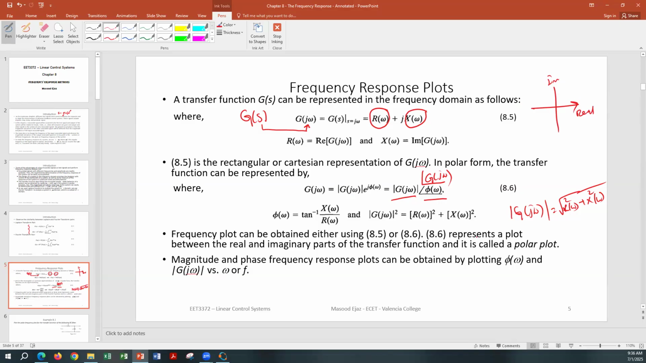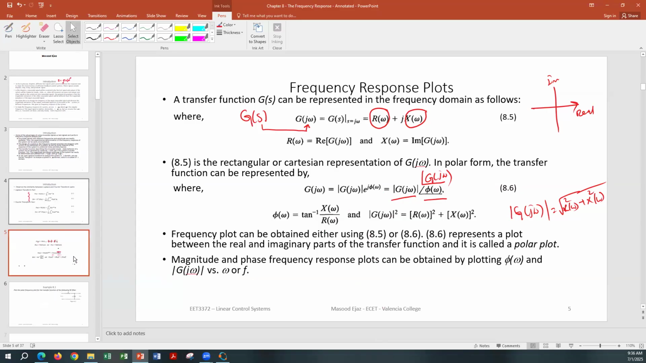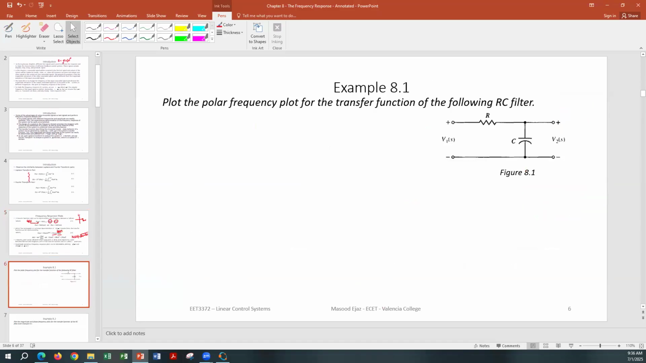So there are two types of plots. There is a polar plot, and of course, there is a frequency response plot that you plot against omega or f, both magnitude and phase. Mostly we use the frequency response plots. Well, let's look at one of the systems that we also studied in circuit analysis.